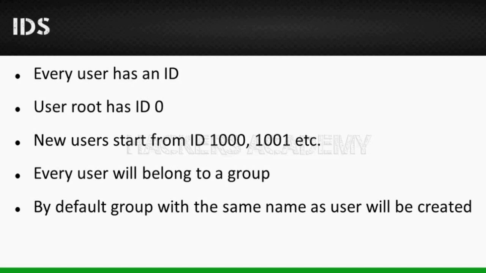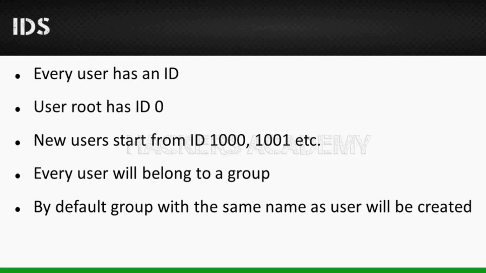And every user will belong to a group. By default, when you create a user, it will belong to a group of the same name as the user. So if I create, for example, the user Tom, automatically a group called Tom will be created, and the user Tom will belong to the group Tom. Obviously, that can be changed, and we'll see how to do that later on.